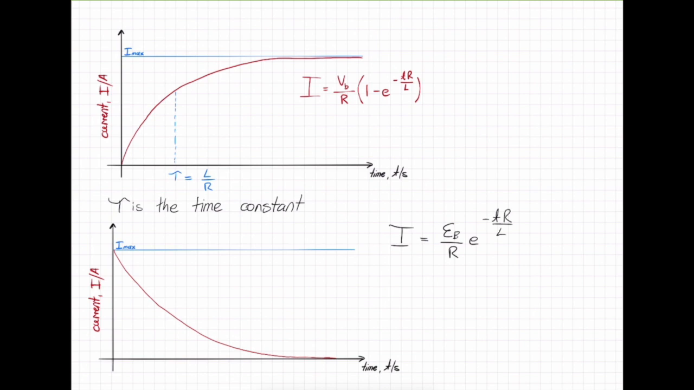The EMF provided by the battery divided by the resistance is I0, the initial current of the circuit. So this can also be written as the current is equal to I0 e to the minus time times resistance divided by inductance.